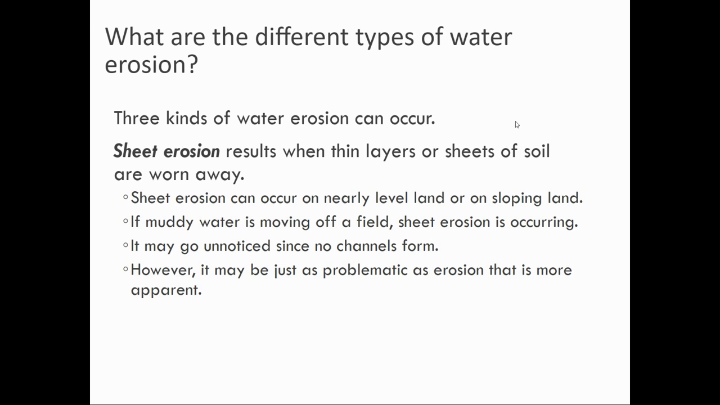So going back to water erosion, there's three kinds of water erosion. The first one is sheet erosion, which results when thin layers or sheets of soil are worn away. This occurs on nearly level land or on sloping land. If muddy water is moving off a field, sheet erosion is occurring. It may go unnoticed since no channels form. What I mean by channels is gullies or new ditches formed. You're just losing entire layers. It may be as problematic as erosion that is more apparent.